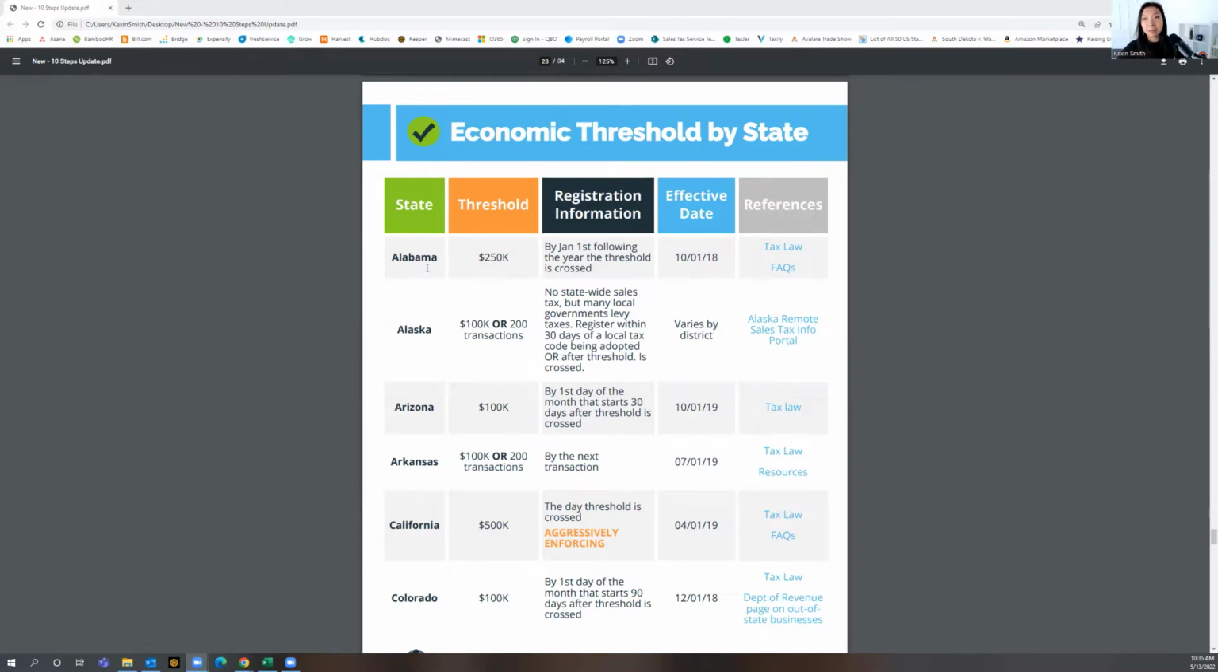So Alabama, for example, the threshold is $250K. So before you hit $250,000 of sales into Alabama, you do not need to register. You don't need to collect sales tax either. In Alaska, it's $100,000 or 200 transactions. So here, if you sell over 200 transactions, then you need to register. If you sell over $100,000, you need to register. If you are below both thresholds, then you do not need to register.